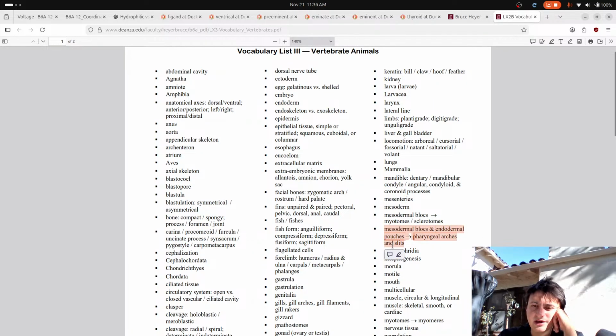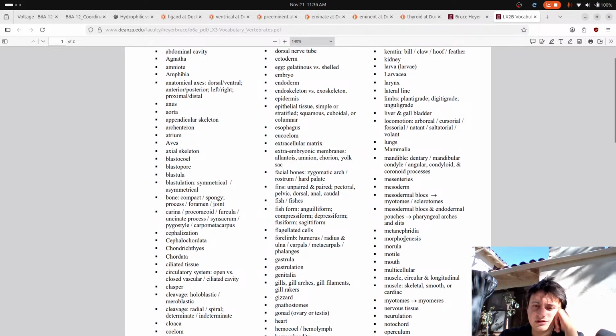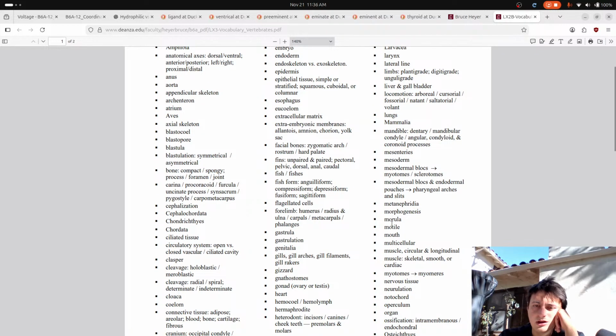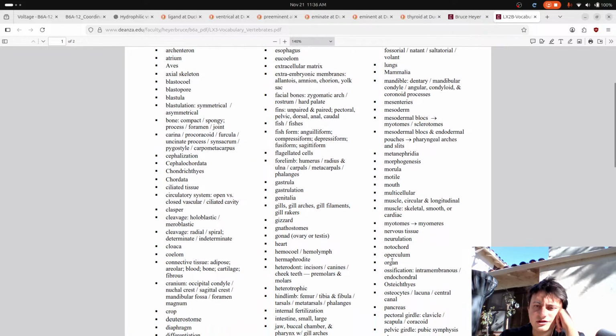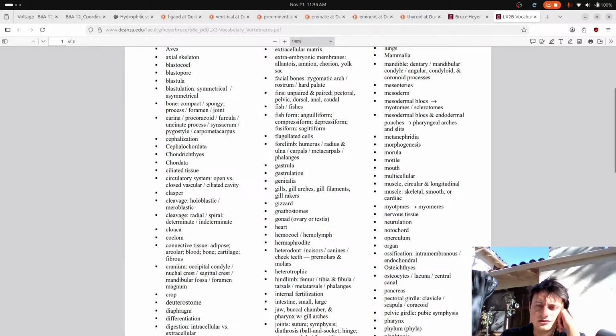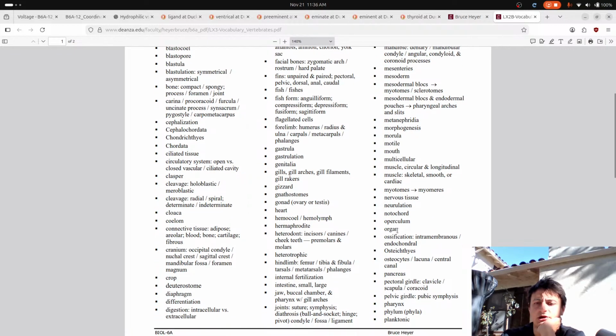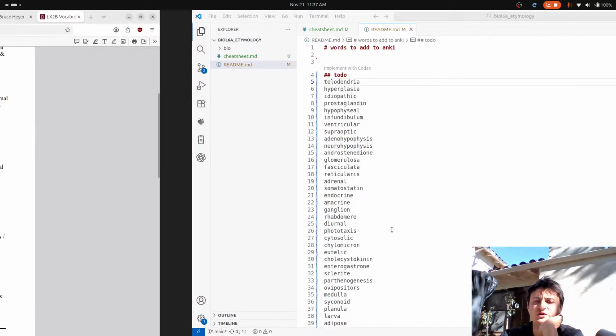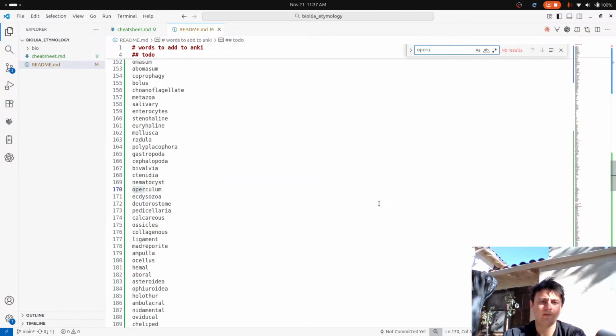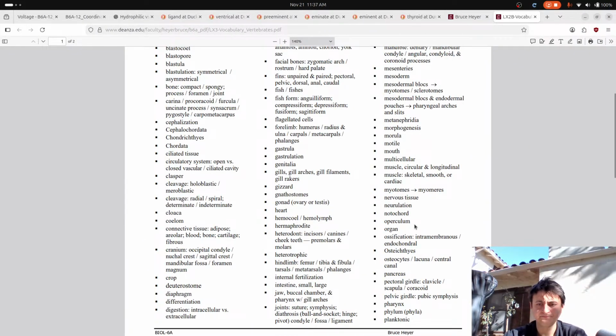Mesodermal blocks and endodermal pouches, pharyngeal arches, metanephridium, morphogenesis, morula, motile, mouth, multicellular, muscle, circular and longitudinal, muscle skeletal, smooth, cardiac, myotomes, myomeres, nervous tissue, neurulation, notochord, operculum. Do you have an operculum? Yeah, we do. Organ, ossification.